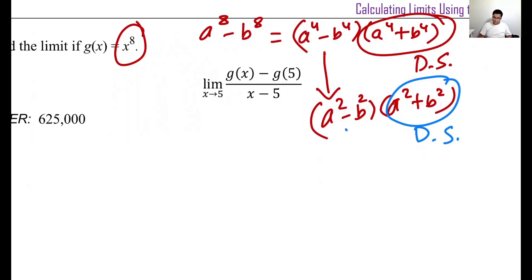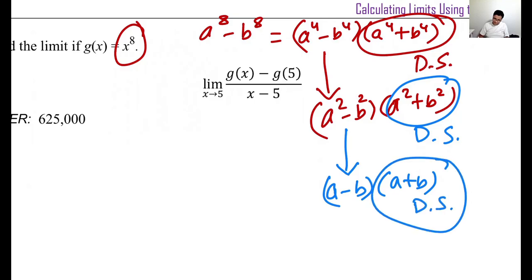And then you focus on here because that would still be 0 divided by 0, because we are subtracting here. And that would be a minus b times a plus b. And here you can do direct substitution. And this will cancel with the denominator finally because you have that x minus 5 in the denominator, right? And your answer would be all these products. That's the outline. Do it.